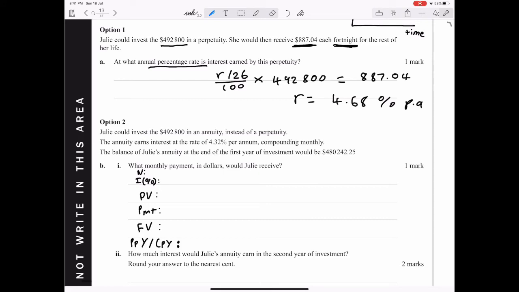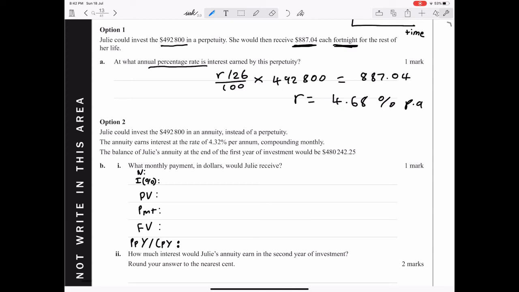Option 2, Julie could invest the $492,800 in an annuity instead of a perpetuity. The annuity earns interest at the rate of 4.32% per annum, compounding monthly. The balance of Julie's annuity at the end of the first year of the investment would be $480,242.25. What monthly payment in dollars would Julie receive?